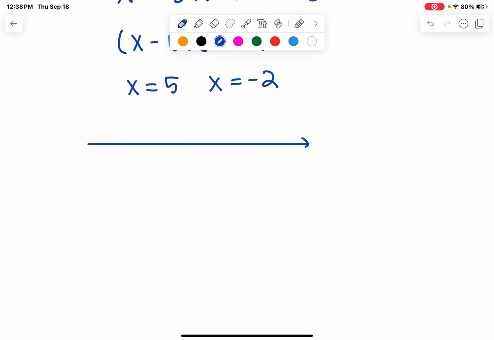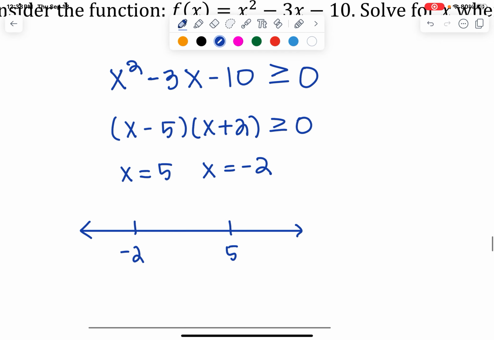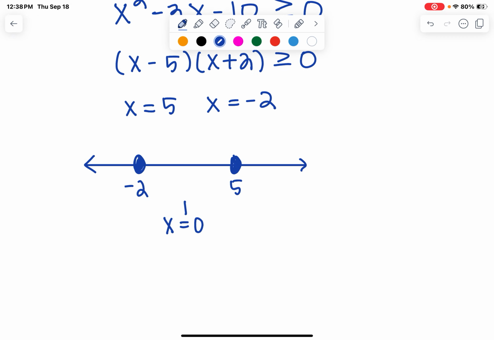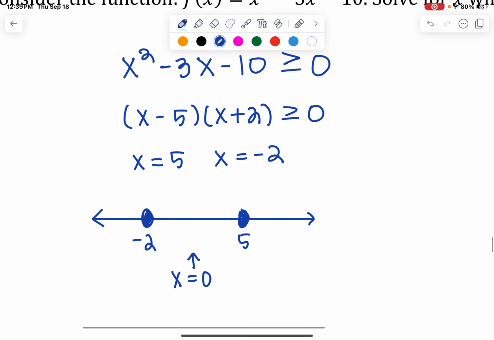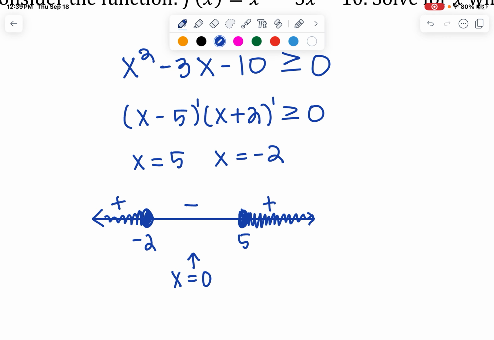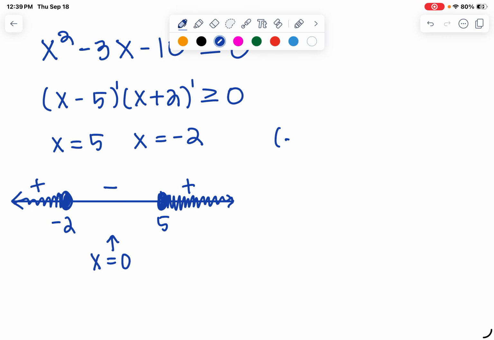Number line. Negative 2, 5. Look at your inequality symbol. These are included in our solution set. Pick a value. I'm going to do x equals 0, which falls directly in between right here. Plugging in 0, I get a negative times a positive, which is a negative. These both have a multiplicity of 1, so as I jump over that 0, the sign will change. The inequality symbol asks me for values greater than or equal to 0, so I'm including the ones that are greater than here. And then I can write my solution set. Negative infinity to negative 2, bracket, union, bracket, 5 to infinity.